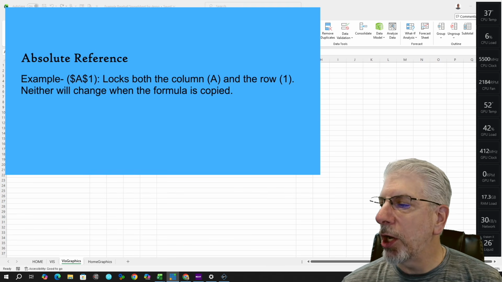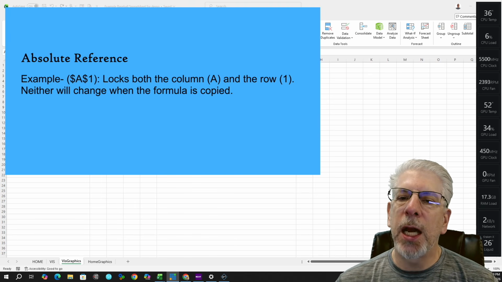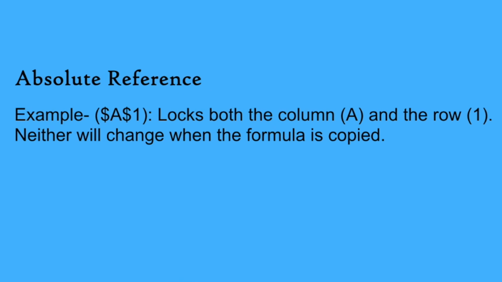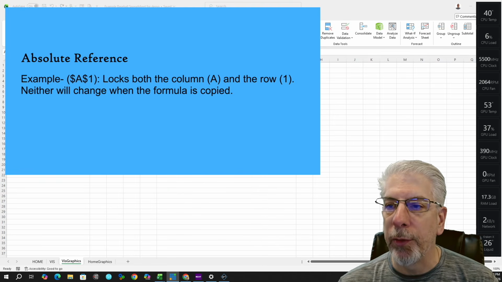Okay, so when I was talking about those dollar signs just a moment ago, what does that mean? Well, a dollar sign is an absolute reference, and by absolute reference, we're going to use the example of $A$1. What that does is it locks both the column, which is A, and the row, which is 1. So neither will change when this formula is copied, and that's very important for our next step.